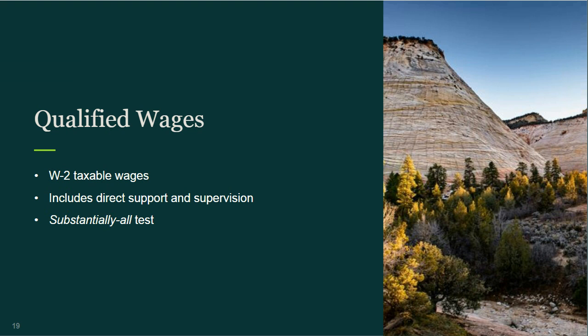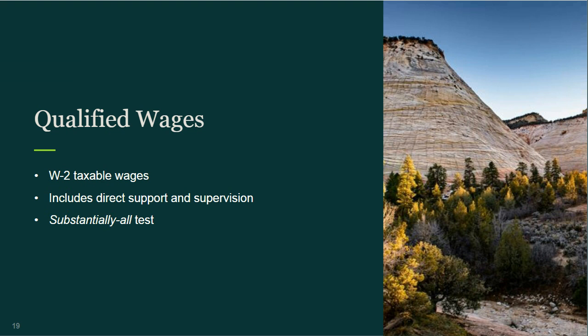And there is a substantially all test, and this isn't new in the tax code, but it's been defined in a recent court case that we have to do this new calculation as part of the R&D analysis. In the substantially all test, there are two parts. One is that if a person spends 80% or more of their time in R&D, then you get to include 100% of their W-2 wages in the calculation. So that's one of the substantially all rules.